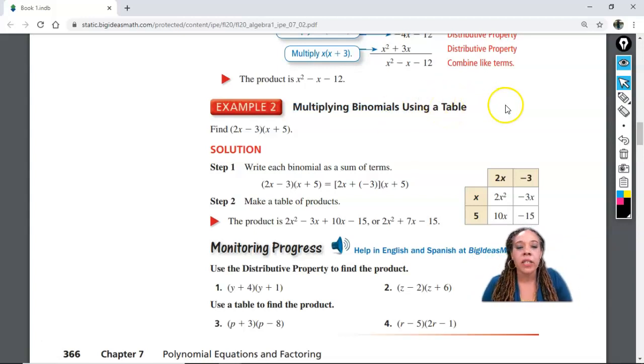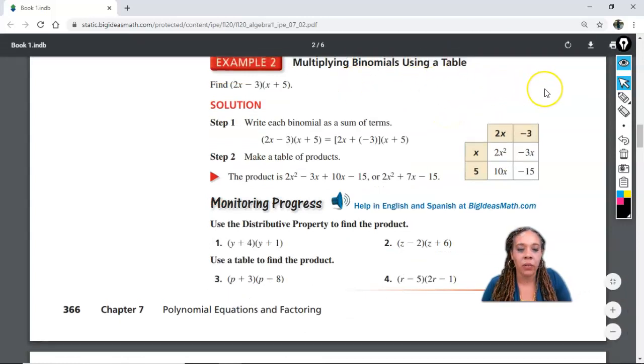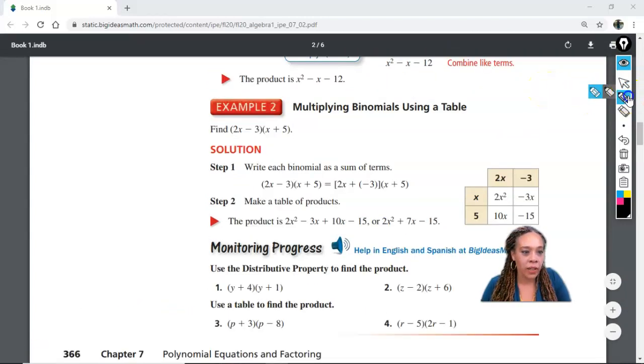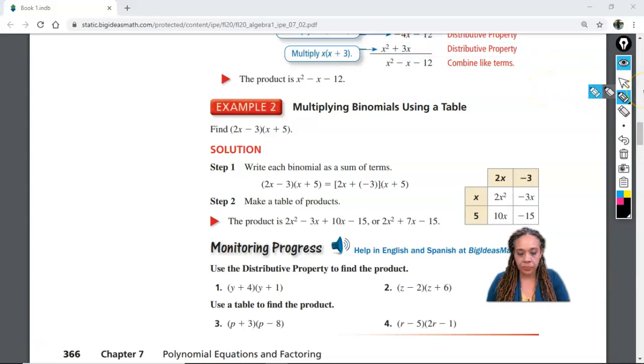All right, so this table method is the first one that I want to show you. I'm going to go ahead and grab my pen now. The table method is neat if you like to see things graphically laid out for you, or you have problems organizing your work on a page. Neatness matters in math, all the time. So if you have problems writing this stuff out on a page, you would want to use the table method.